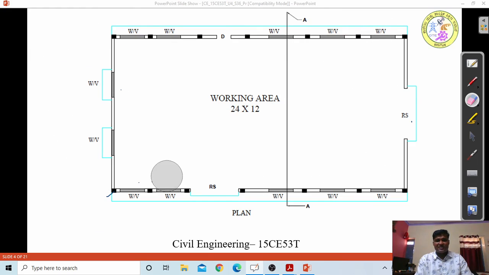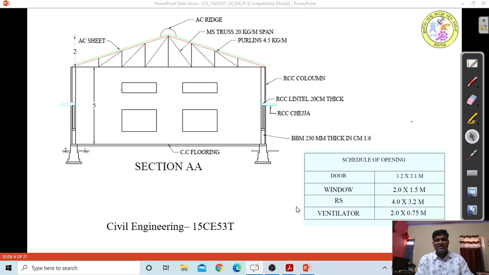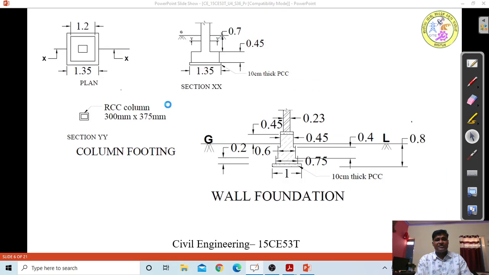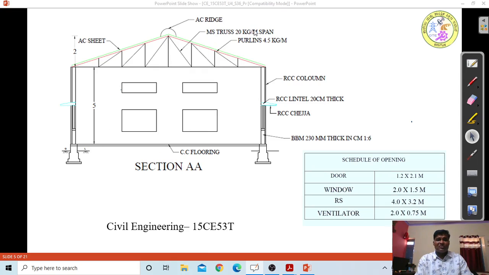A section is cut across the width, from here to here, that is section AA. Section AA consists of two walls on both sides, and at the bottom there is the foundation and cement concrete flooring, and there are two windows. These are the two windows seen in elevation, and the roof portion consists of, basically, above the columns there will be a resting of this truss.